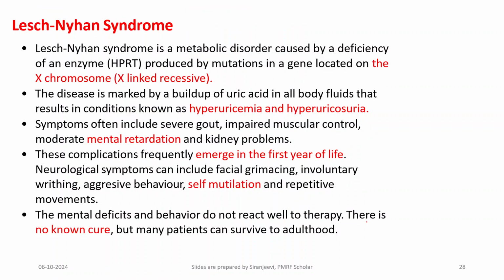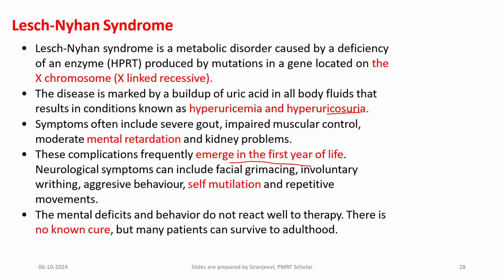So one such disease that we see is Lesch-Nyhan syndrome, caused by the deficiency of an enzyme called HPRT, produced by a mutation in the gene located on the X chromosome, and this is otherwise called an X-linked recessive disorder, which leads to hyperuricemia and hyperuricosuria. And symptoms often include severe gout, impaired muscle control, moderate mental retardation, and kidney problems. And these complications frequently emerge in the first year of life.